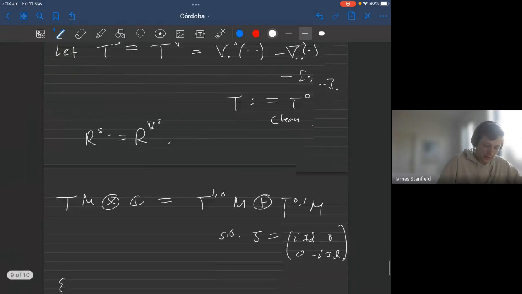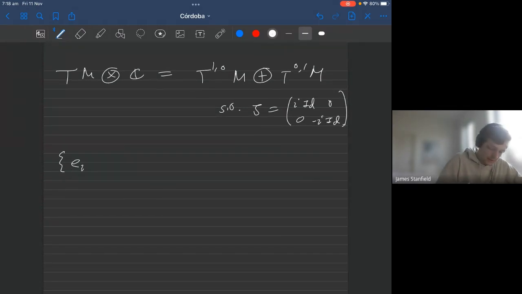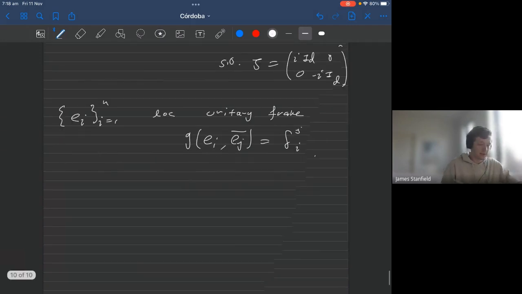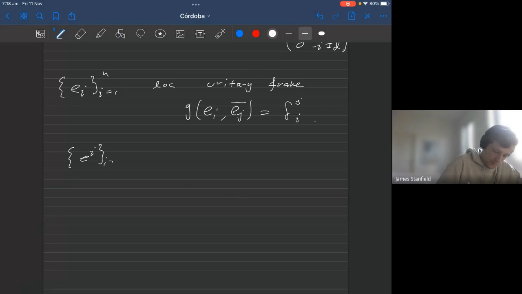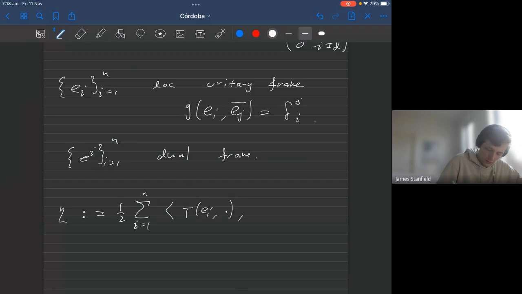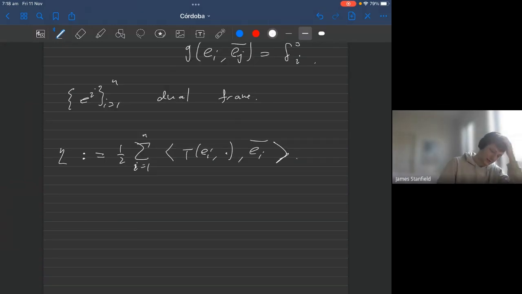Now, what do I want to do? Unfortunately, we have to work in a frame. So we take a local unitary frame. These satisfy this. And we consider the dual frame as well. This is just notation. A very important one-form we have to consider is the trace of the torsion. Sometimes this is called the torsion one-form, or the Gauduchon form as well. The real part of this is the Lie form.